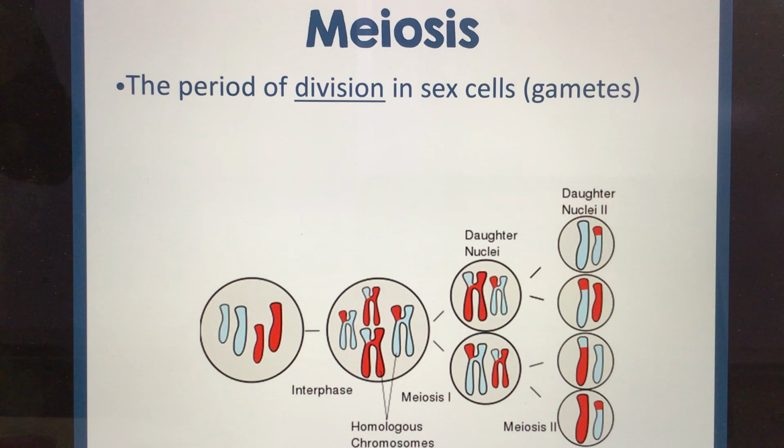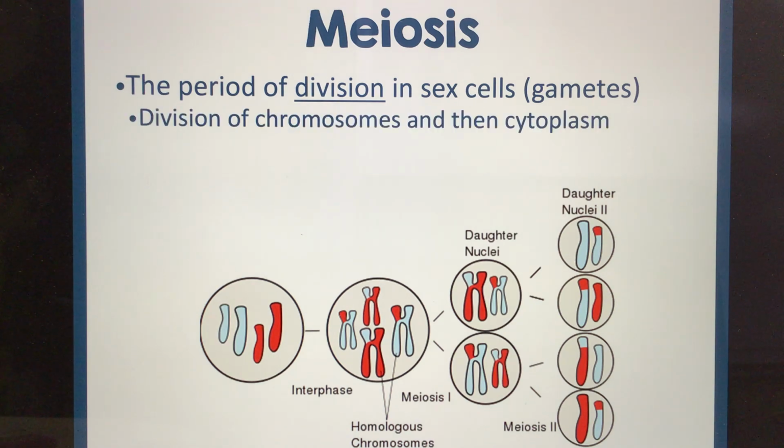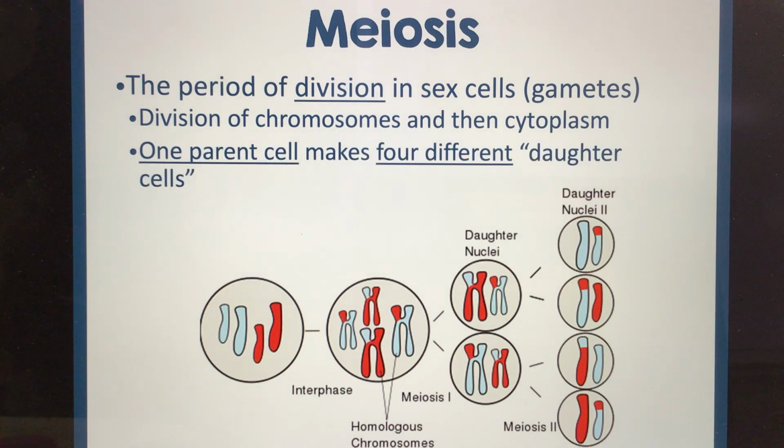Meiosis, this is the part of the sex cells, the period of division of those. Again, it's dividing the chromosomes and the cytoplasm, but the parent cell makes four. So mitosis makes two, meiosis makes four. You can see the process going from interphase, creating the daughter cells, and those daughter cells creating more daughter cells, for a total of four different cells.